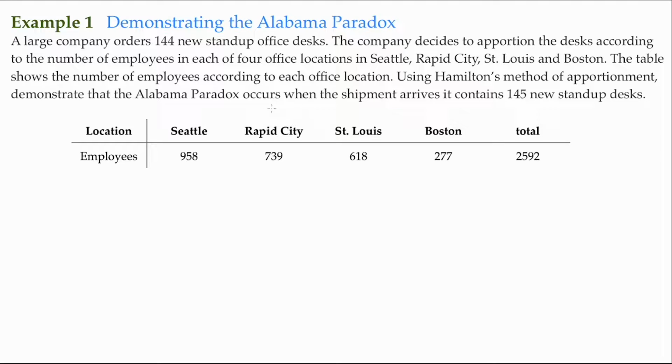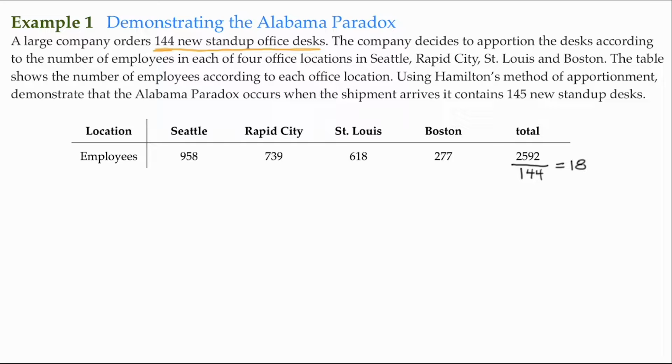So we have this table here representing the 4 office locations. These are the subgroups. Here is our overriding total here. So the first thing we're going to do is determine the standard divisor using the 144 office desks that they originally ordered. So using 144 seats, 144 items, we'll divide this by 144. And this winds up being 18.